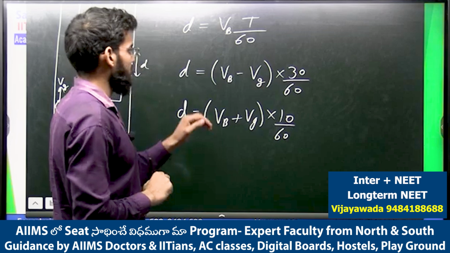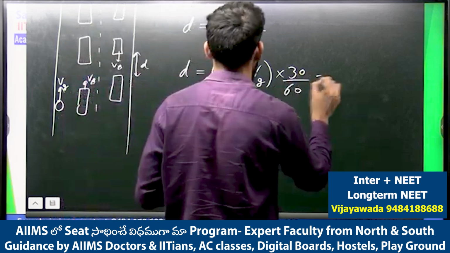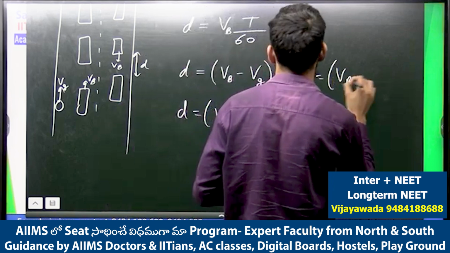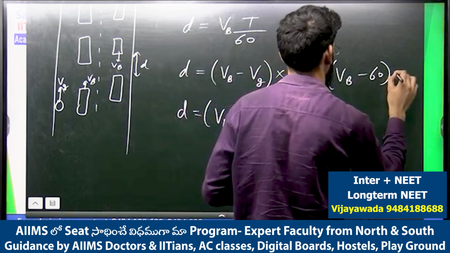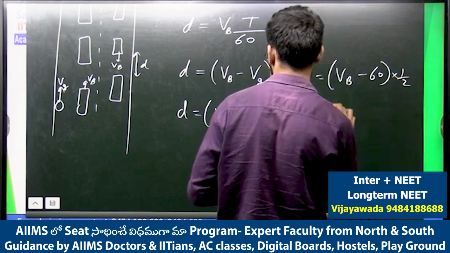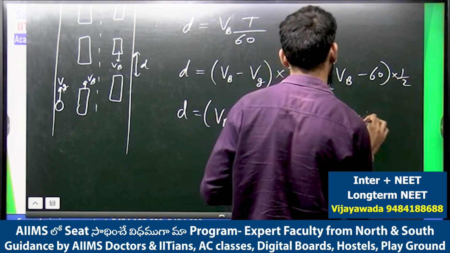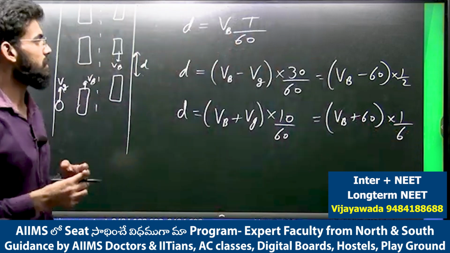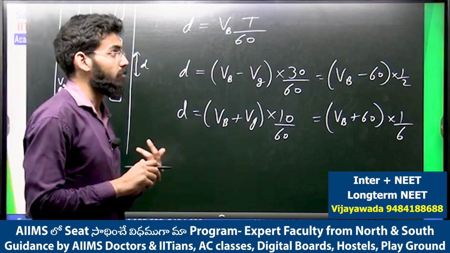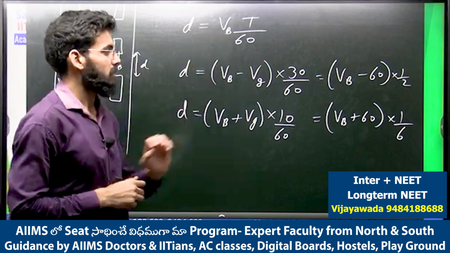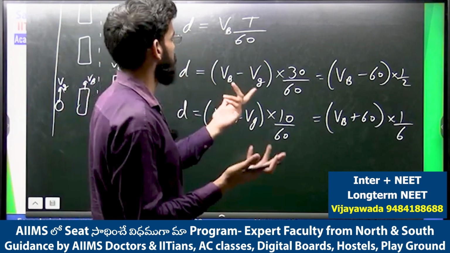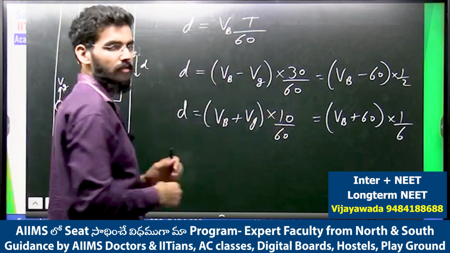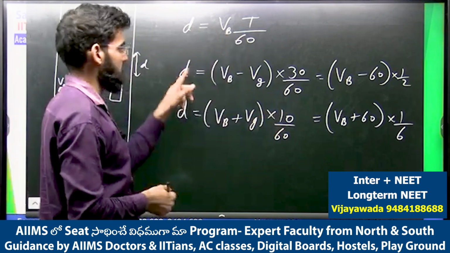Here I know the values, so I will put them in. Vg is 60, and 30 by 60 is 1 by 2. So I can say Vb minus 60 into 1 by 2, and here you have Vb plus 60 into 1 by 6. These are the three equations with the distance. What I want is Vb and T, and that's it. So I have three equations in Vb, T and D: three equations, three variables. The easy way to solve is this is D, this is D.